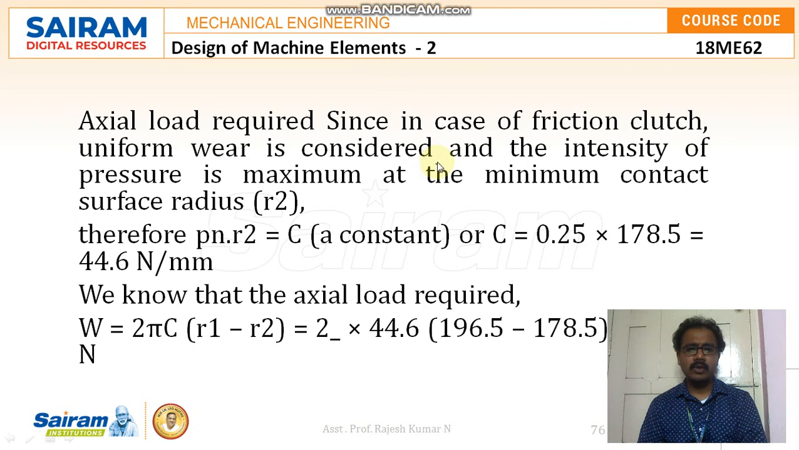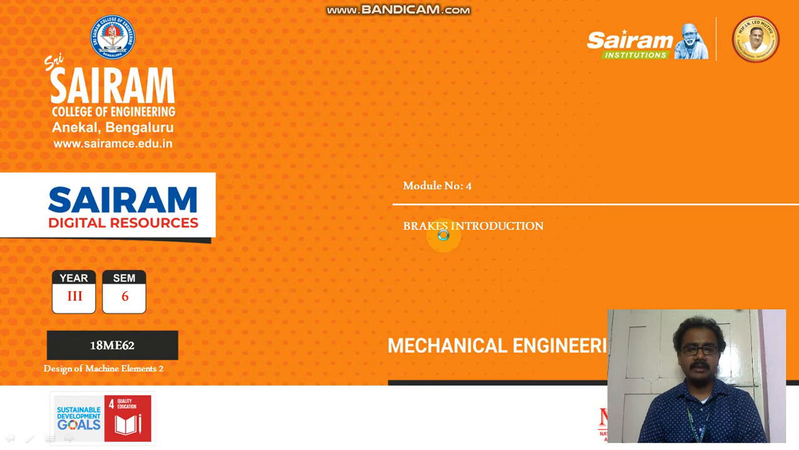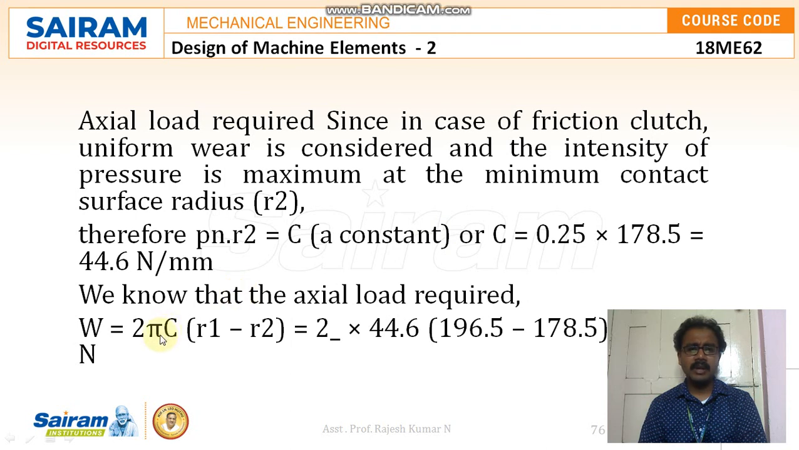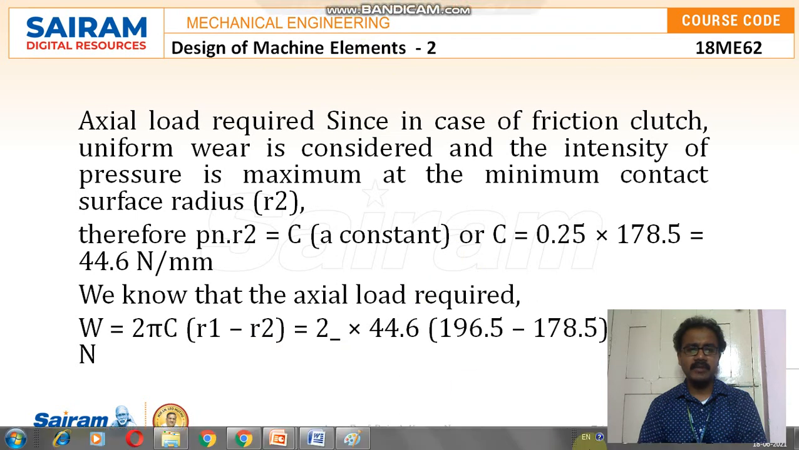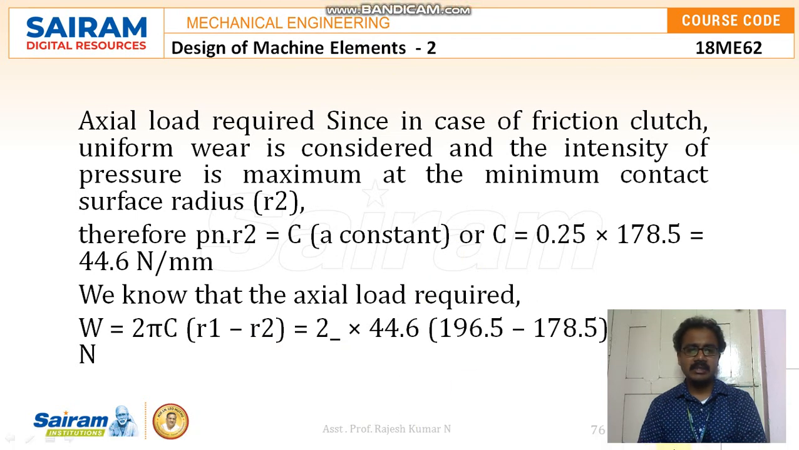Similarly, the axial load required we can find by the same method, where I am getting the axial load W equal to 5045 Newton. The same formula I used in the previous problem: 2π C (R1 − R2), where C is nothing but p_n R2. By substituting the C value 44.6, we get the axial load as 5045 Newton.